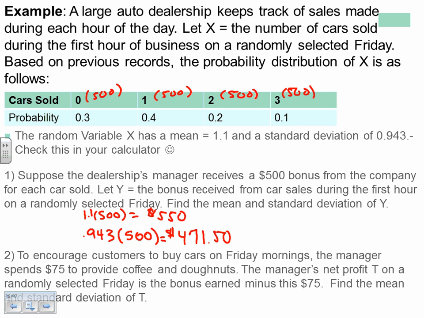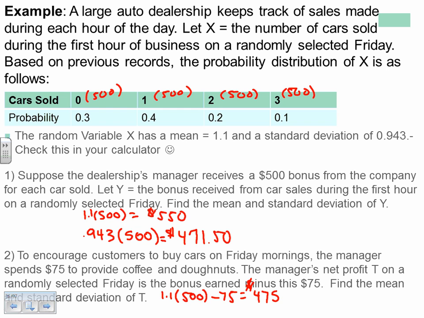Okay. So, to encourage customers to buy cars on Friday mornings, the manager spends $75 to provide coffee and donuts. The manager's net profit T on a randomly selected Friday is the bonus earned, then minus the 75. So here I'm going to take the bonus, so I have my 1.1, and I'm going to multiply by that 500, but I have to subtract the 75. So I can see now my new mean is going to be $475 if he likes to buy donuts for everybody.